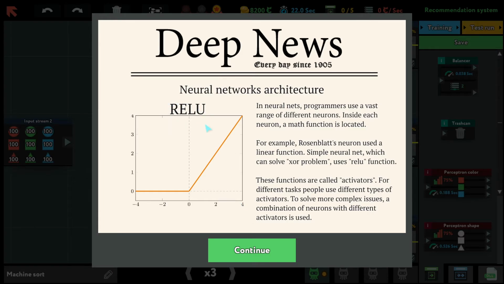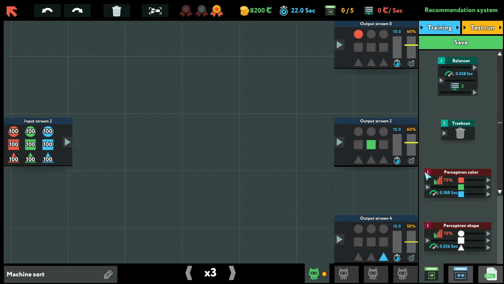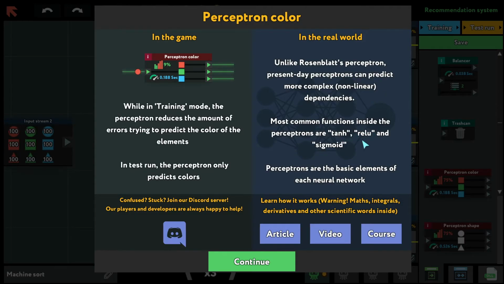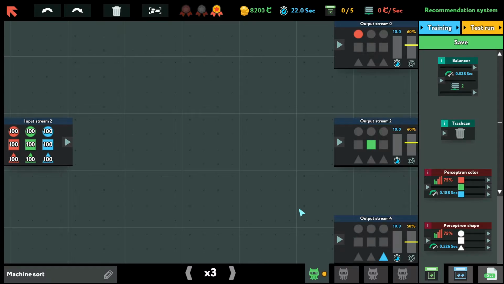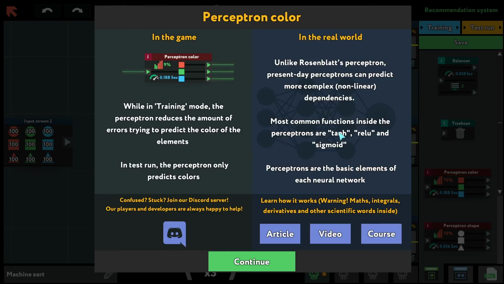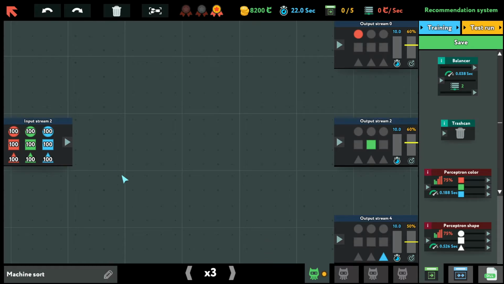Yeah, this ReLU thing was mentioned in the info card for the perceptron. I'll just show you real quick. Right here, ReLU. That's one of the functions, and the other functions, tanh is the hyperbolic tangent function, and sigmoid is a kind of low and high function, I think.